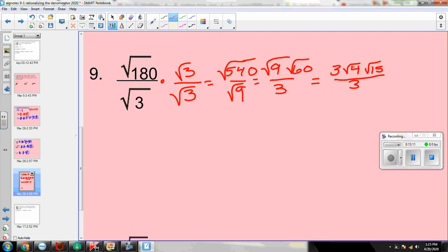Square root of 4 is 2, although I'm noticing 3 and 3 could be canceled because they're not under radicals. So I could say 3 goes into 3 once, 3 goes into 3 once. The square root of 4 is 2, and then I have radical 15. Do you see another way I could do number 9?